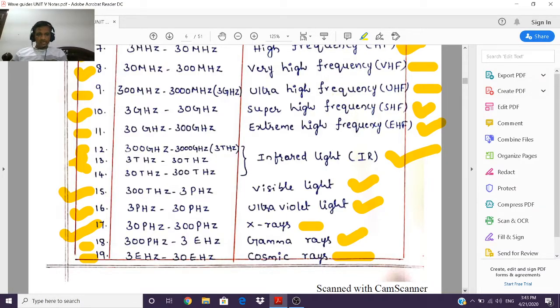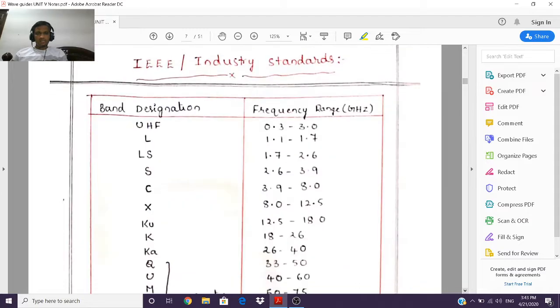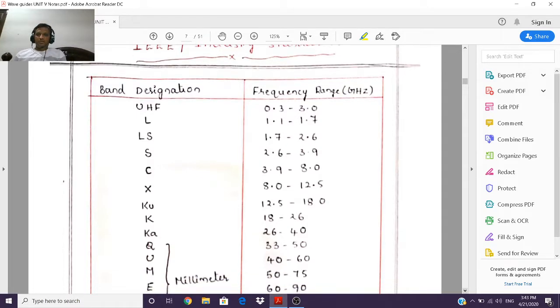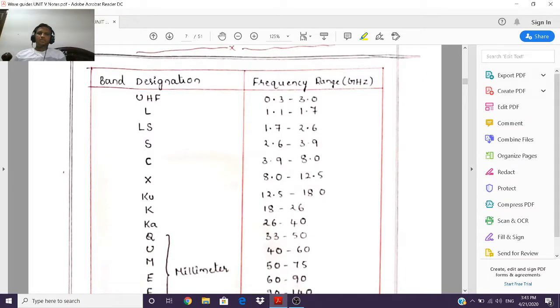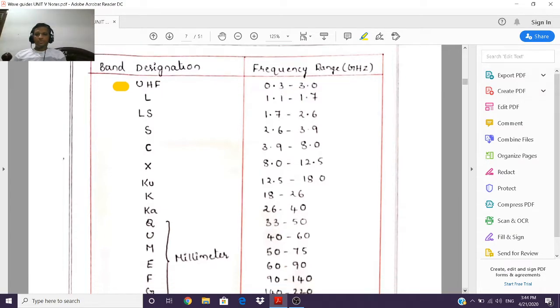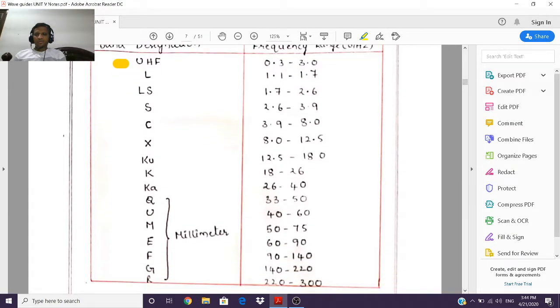Okay, this is the band table which is given by the CCIR. Next we'll be having one more industry standard which is given by the IEEE people, and in this we have the band designation names and frequency range, which will be mostly expressed in gigahertz, and we'll be starting with ultra high frequency range to G, and lastly R. Okay, so everybody has to remember at least up to this.